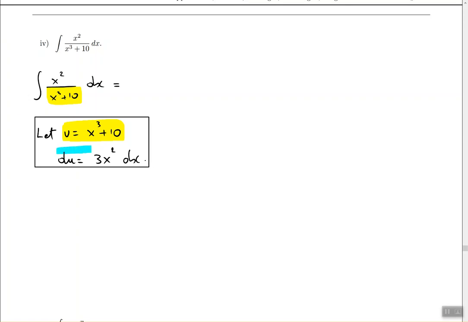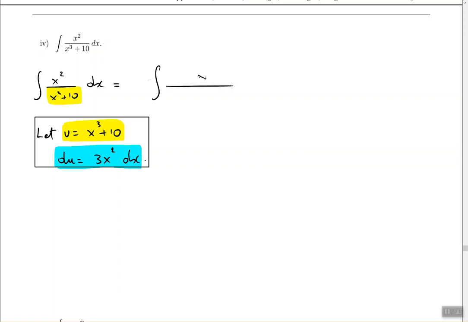Now it is important to notice right here that we need 3x squared and a dx to put in one single letter, du. One single quantity of du equals 3x squared dx. Now, do we have 3x squared dx in the original problem? The answer is no. We have x squared dx. We don't have 3x squared dx. So that is an issue. That is a problem. So the problem that we have is missing a 3.